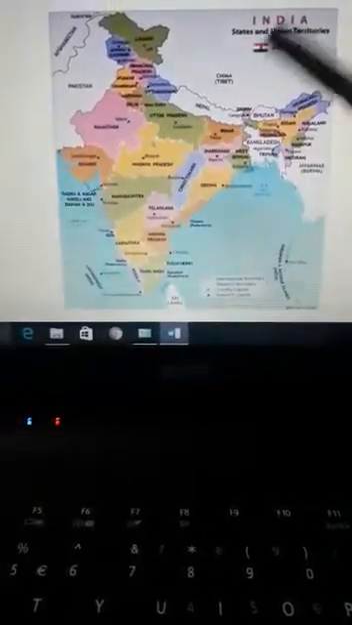This is the political map of India in which the boundaries of different states are drawn. You can see here in the political map of India, the boundaries of different states are drawn, which tell us how much area is covered by a particular state in our country. Like we can see here in Rajasthan, this is the area which is covered by Rajasthan in our country. So political map shows the political boundaries of the countries and the cities.